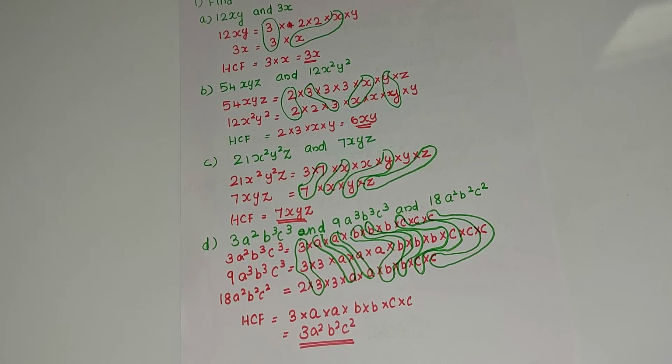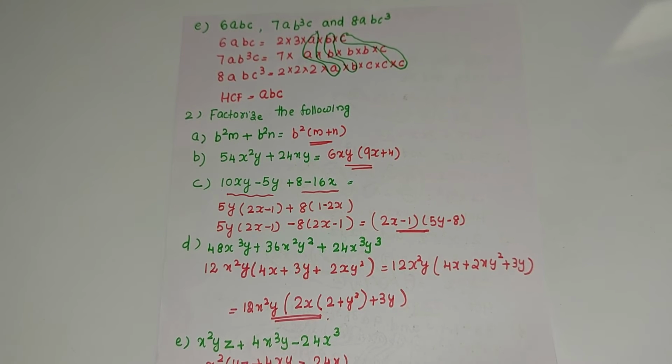Similarly, 21x square y square z and 7xyz. From 21 and 7, 7 is the highest common factor that you can take. And x square and x, you take x, the lowest power. And y square and y, the lowest power is y to the power 1, that is y. And z and z, so z. In that way also you can do.